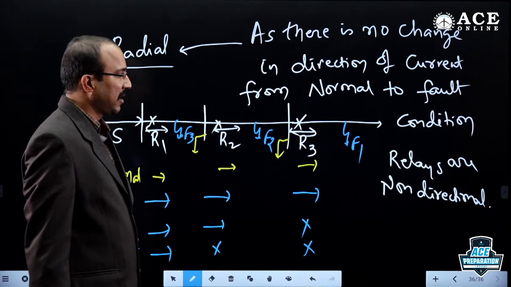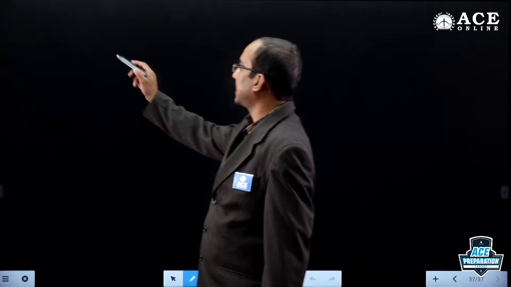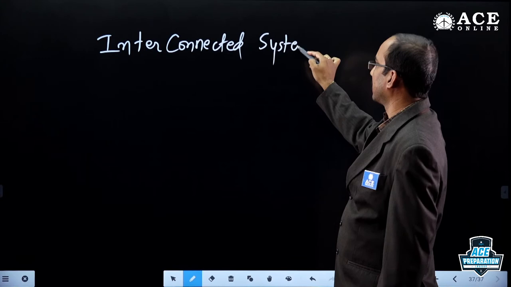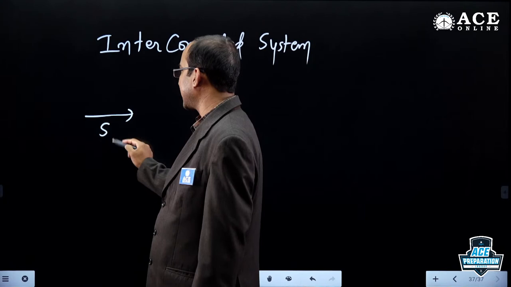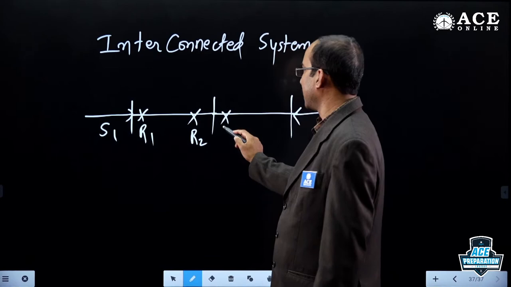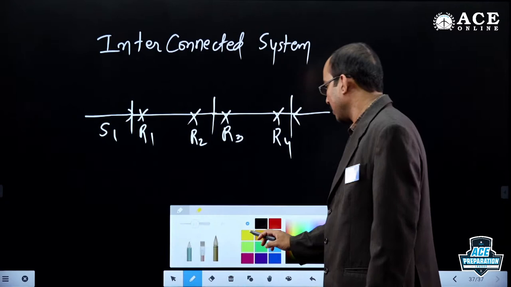Now let us go through an interconnected system. An interconnected system. And observe here. Which relay is to be directional, which relay is to be non-directional. So, interconnected system, minimum of 2 relays are to be operated, okay, for protecting the line. So, R1, R2 protects the first line, and R3 and R4 protects the next line. So, minimum of 2 relays are to be operated for protecting.